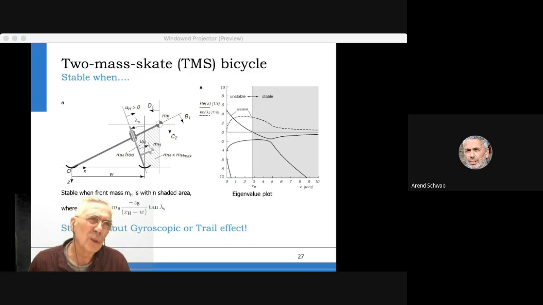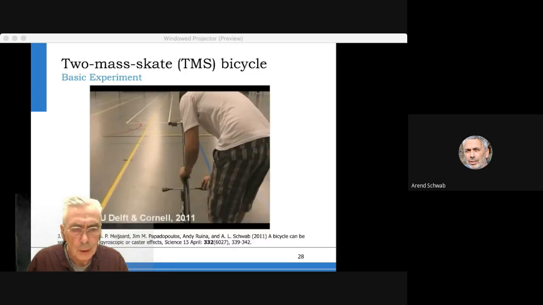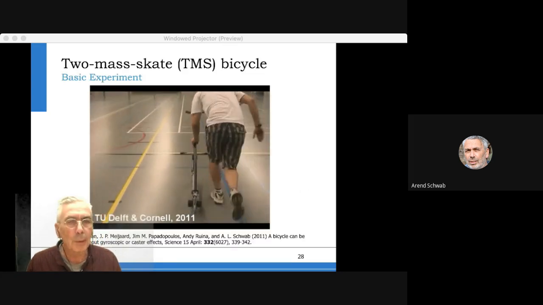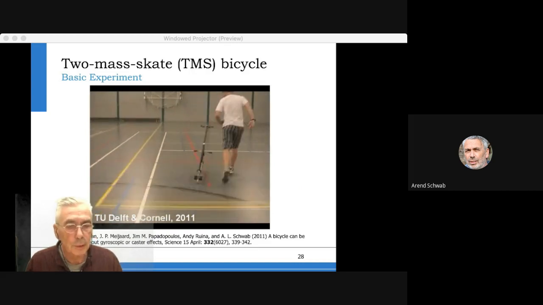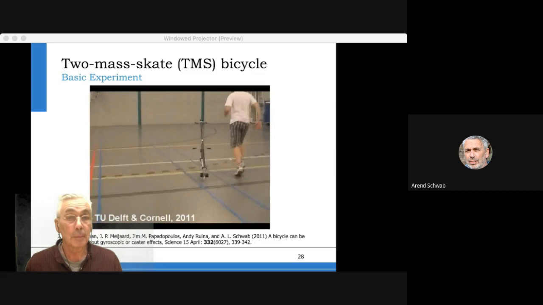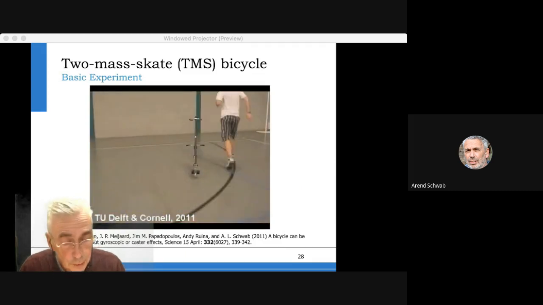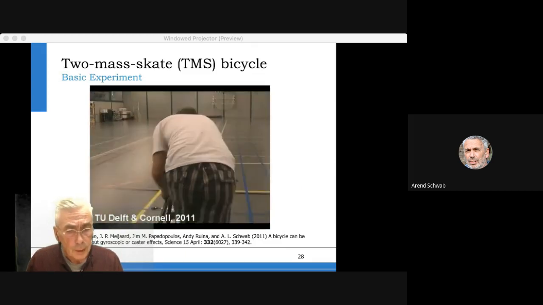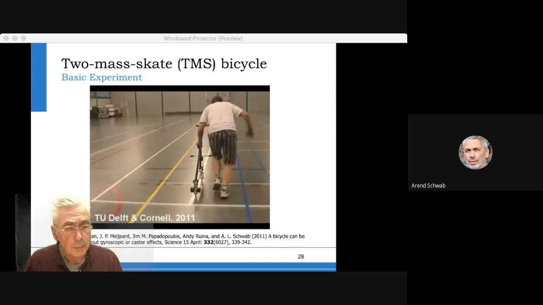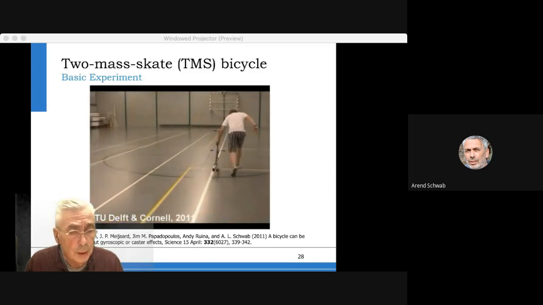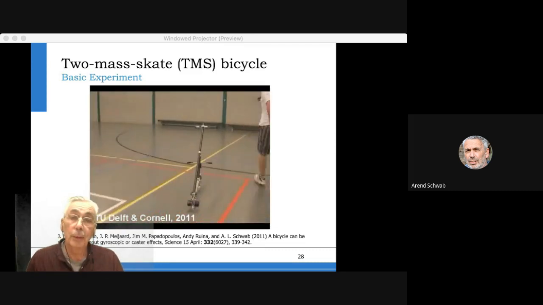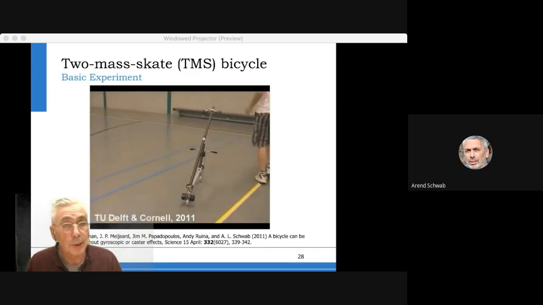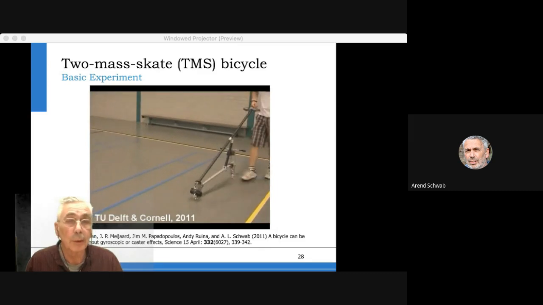However, you would think, well, this is linearized dynamics, and maybe it's only about small numbers. So let's build a prototype and do the experiment. So we built the prototype, you propel it forward, you release it, it stays upright. The next thing is you propel it forward and you hit it sideways. You will see it oscillates a little bit, and then it stays upright. And this is the proof that a bicycle can be self-stable without gyro and without trail.